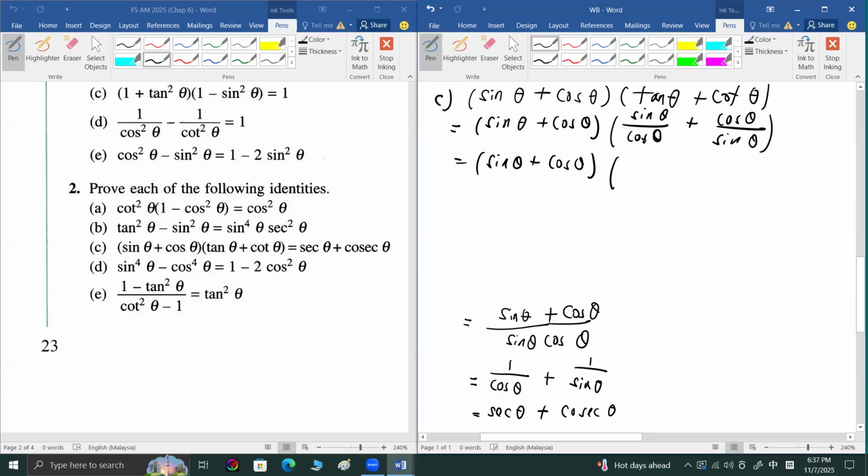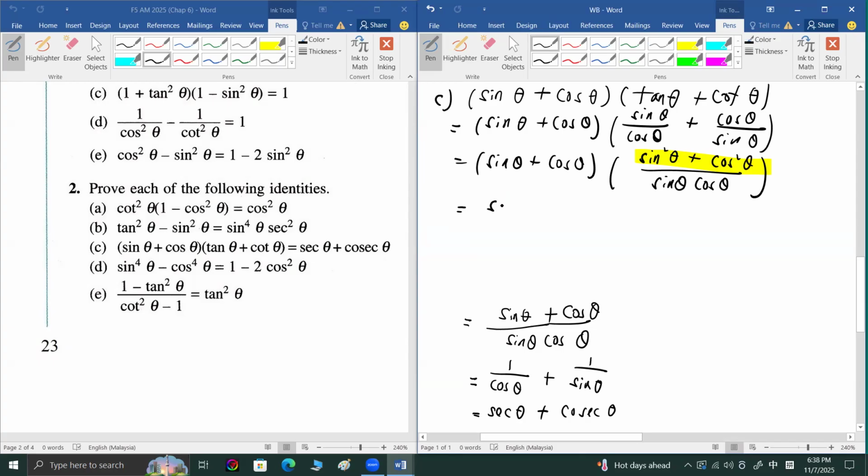Here, okay, I make it the same denominator. I make the denominator sine theta, cos theta. Here I multiply with sine, I get sine squared. Remember just now the previous question, we have this like this, yeah? So this one I multiply with cos. Okay, so you see this formula again? This one is 1, remember? Yeah, so this one I know is 1.